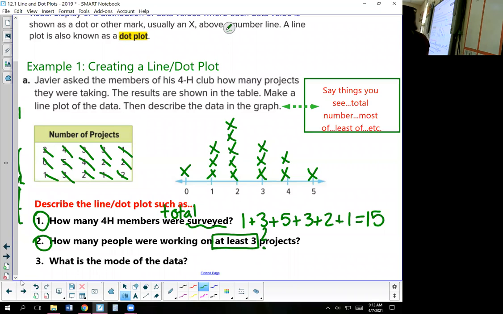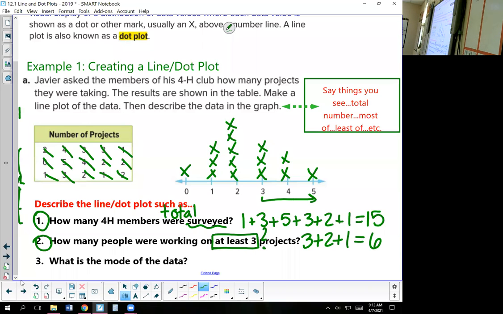How many kids were at least 3? So you ask yourself 0, 1, 2, 3, 4, at least 3. What would that be now? Third one? 6, correct. At least 3 means 3 or more. So that's the 3 plus the 2 plus the 1. So that is 6 kids. Good job.